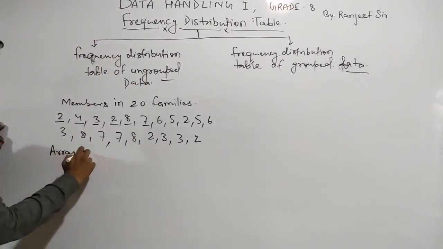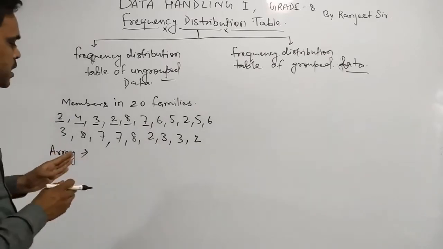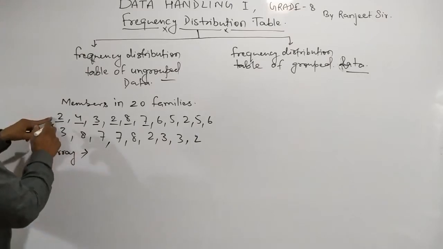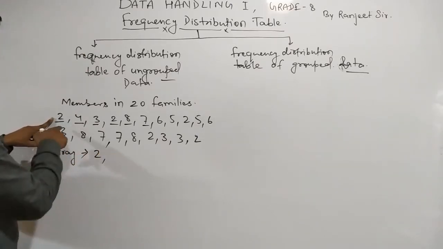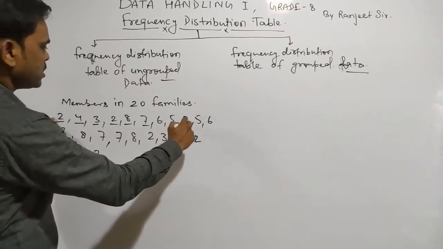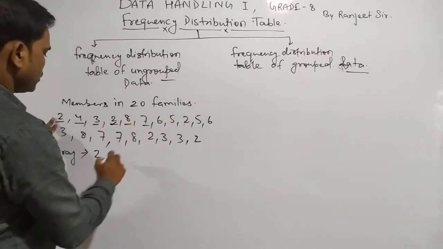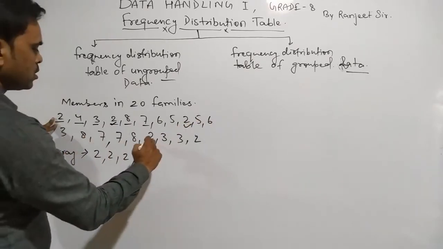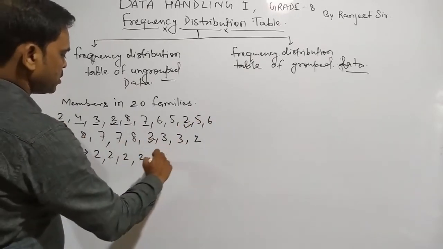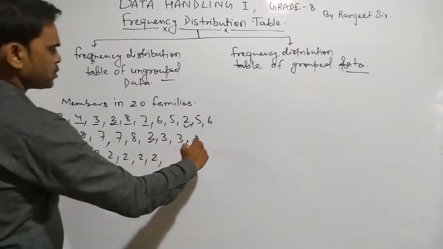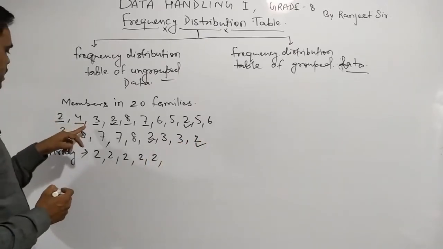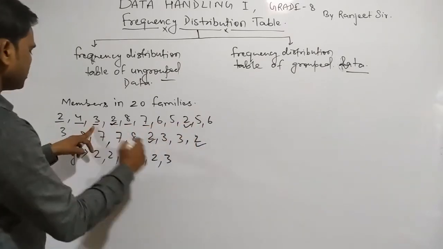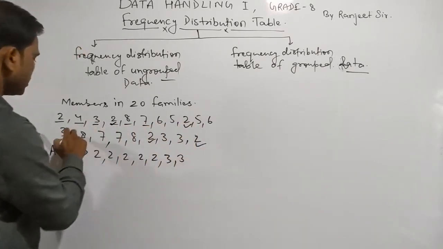So we'll find the array, means we'll arrange it in ascending order or in descending order. First of all the smallest one is 2, so 2 is here one time, anywhere else, yes here one more 2, then after that here 2. So all the 2's we have written now. The next one is 3, so we'll check how many 3's are there. 1, then 1, 3 is here.